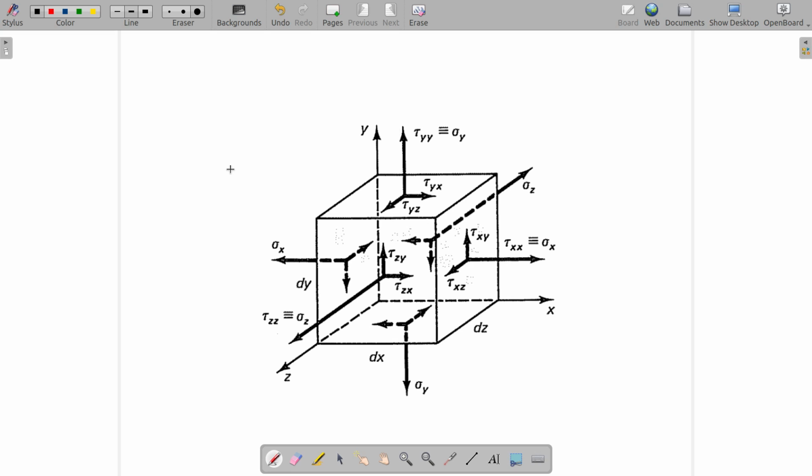we will not deal with 3D in this course. We are unlikely to deal with this 3D stress component for most problems. We will usually be dealing with 2D case. So how will that look like?